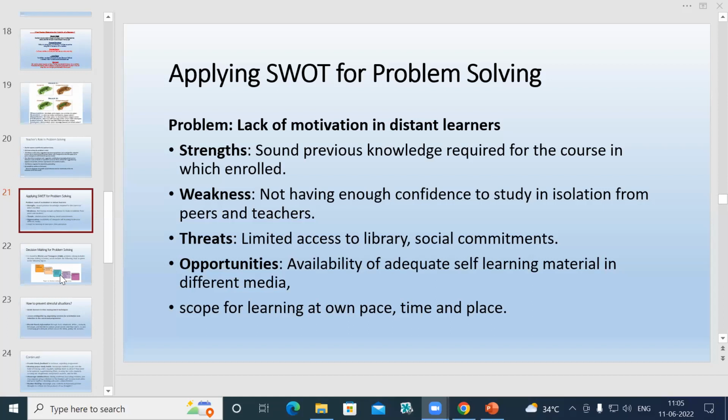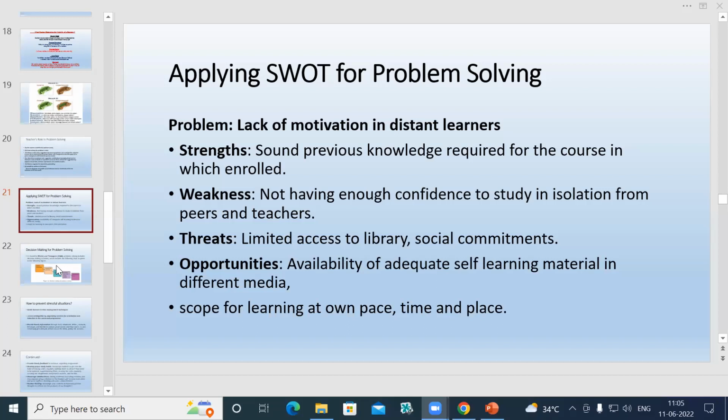Because when you are a distant learner, you are not having connections with the peers and teacher for a very long time, or not for a particular period. So you are not in direct contact with them, and you are not having enough confidence to study in isolation because you are studying alone on your own. Threats: limited access to the library and social commitments also, because when you are a distant learner, you have limited access to the library from where you have enrolled for the courses.